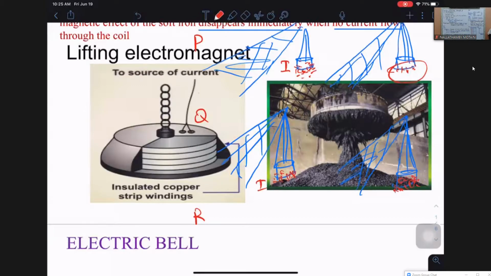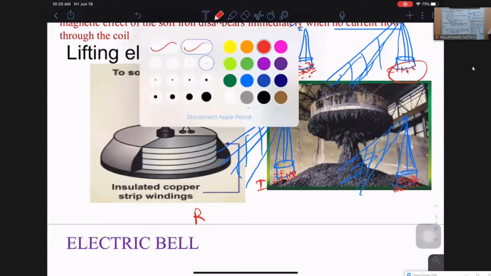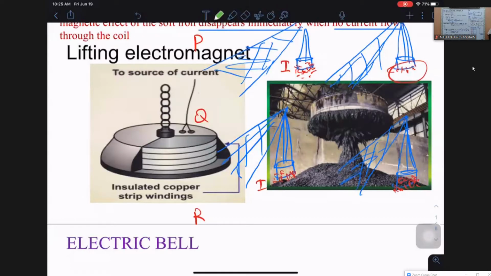But after the current is disconnected, it does not attract, it still affects the metals. So it's not a good electromagnet. If it can, all must drop. And also they can ask you in terms of, for example, inside they show you the cross section.